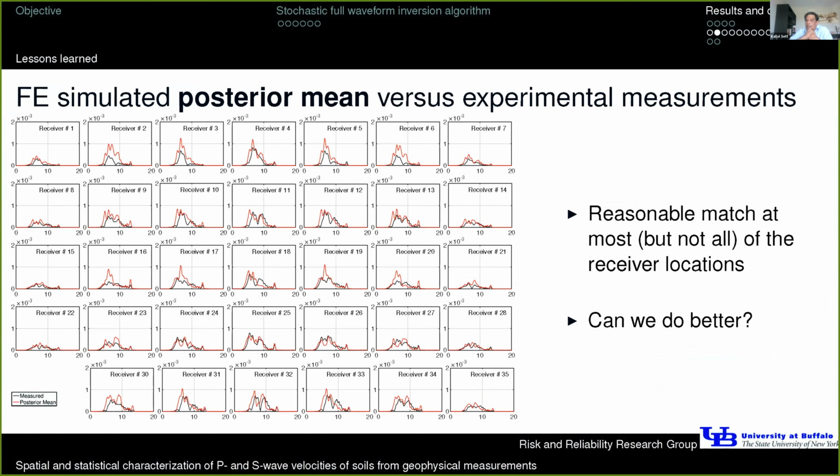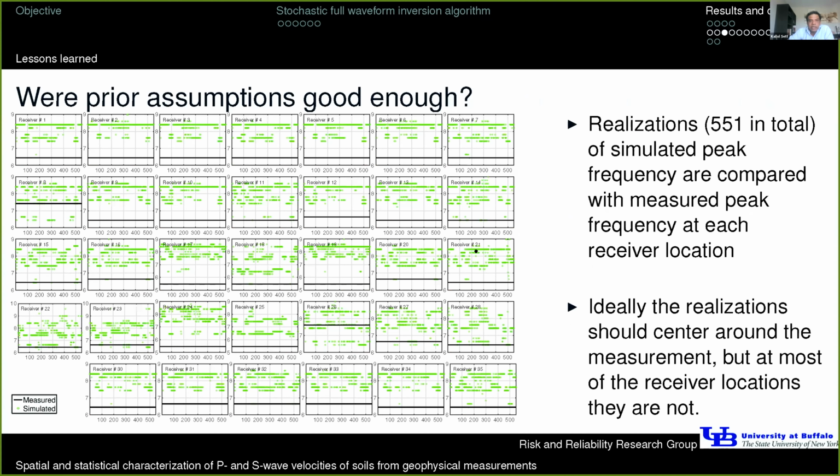As you can see, there is reasonable match at most, but not all the receiver locations. So we were asking the question, can you do better? Why did it not work that well? So to look at that, we were thinking whether the prior assumptions were good enough. You have heard from the previous speaker, Professor Youssef Marzouk, that the prior assumptions are also important.